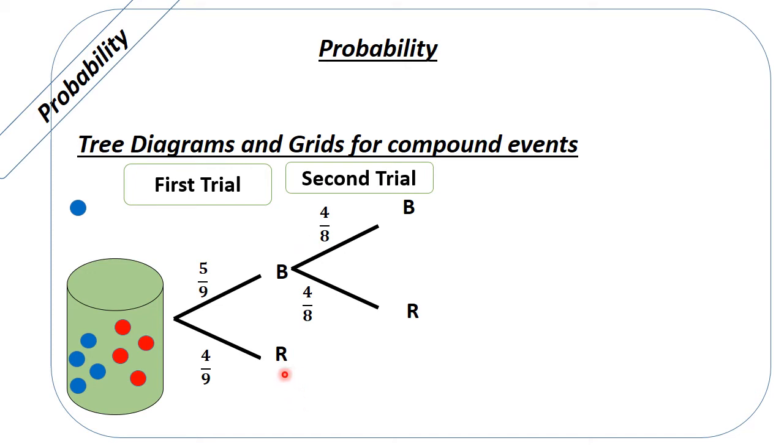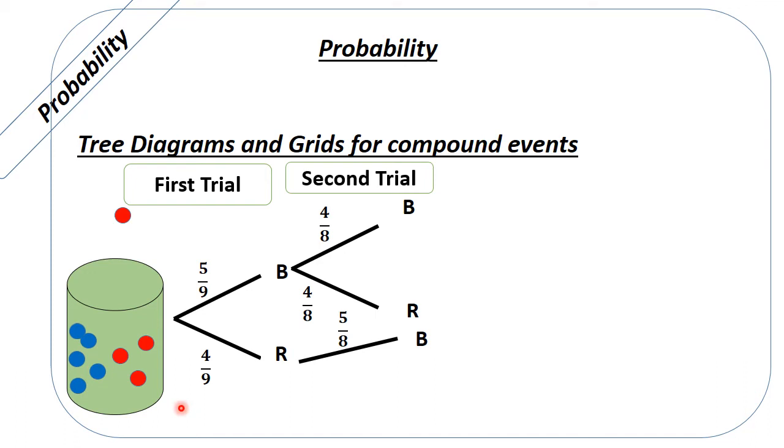We go to the second branch here. So here, on the side of red, we assume that one red ball has been taken out. So we start again. What is the probability of getting a blue ball? So how many blue balls are here? There are 5. How many total balls are here? There are 8. So it's going to be 5 over 8.